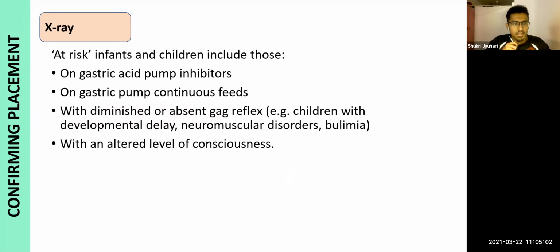Okay, and lastly, we can confirm the placement by using an X-ray. It is said that usually the X-ray is done on a patient who is at risk: infants and children who are on gastric acid pump inhibitors or on gastric continuous feeds, or patients with diminished or absent gag reflex, for example children with developmental delay, neuromuscular disorders, and also bulimia. And last but not least, if the patient has an altered level of consciousness. Okay, next.